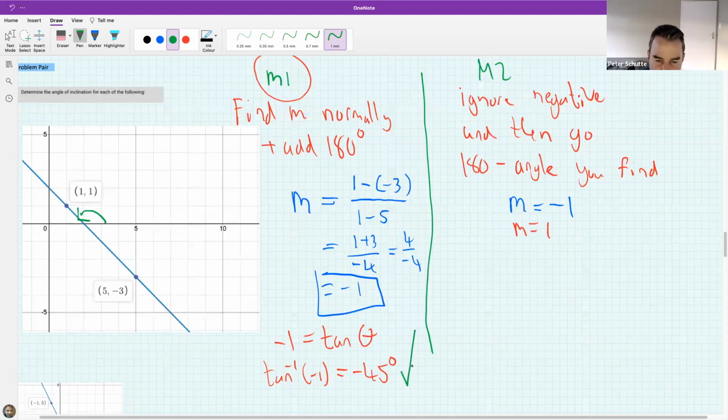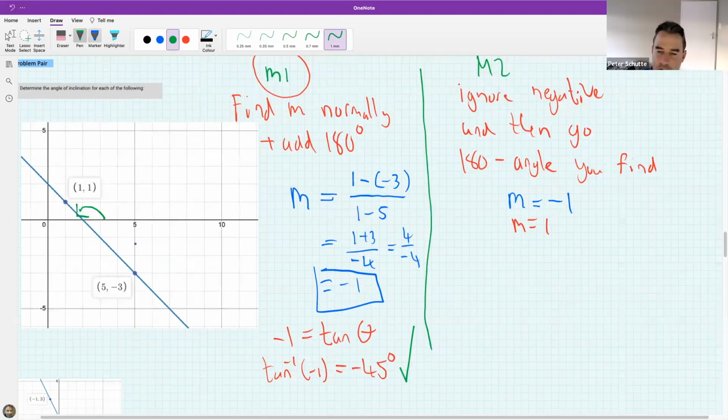For those who did it this way, give me a thumbs up if you got the -45. You know what I'm talking about. What's happened is you found this angle over here, the one that's going in the negative direction. So in order to get your angle of inclination, all that you need to do is take -45 and add 180, and you get 135. So that's method 1.